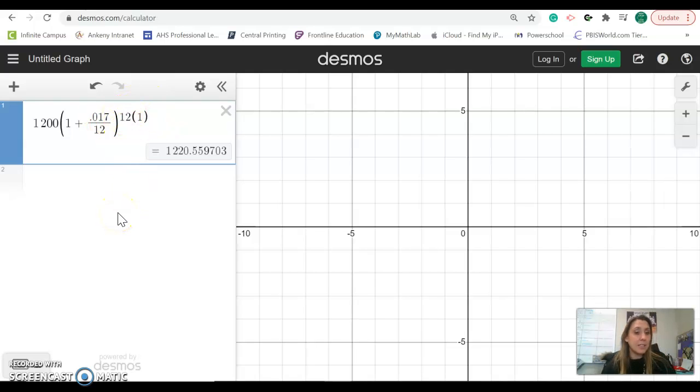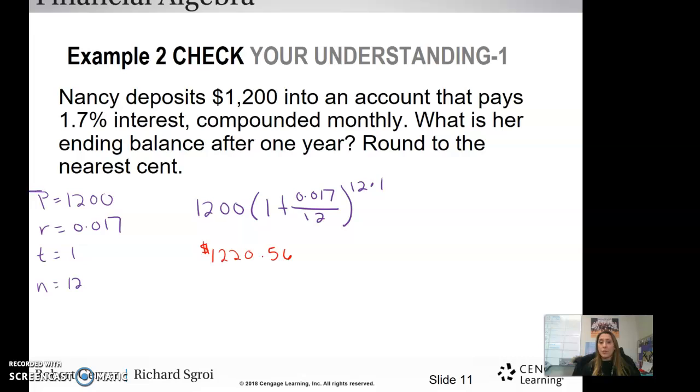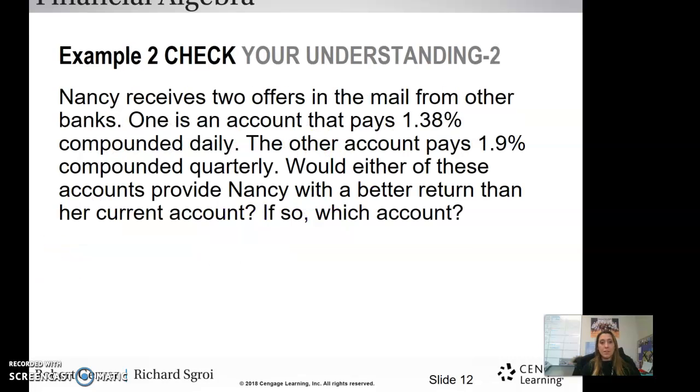So then our answer ends up being $1,220.56 because this 9 tells us that I need to round the 5 up to 6. So our answer was $1,220.56 after 1 year. Let's see if I can get this to work. Come on. There we go.